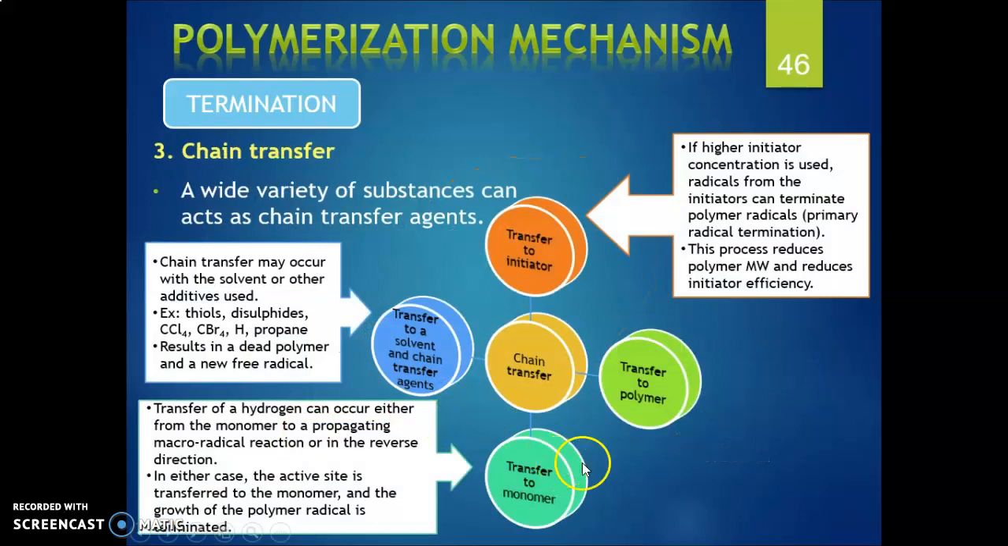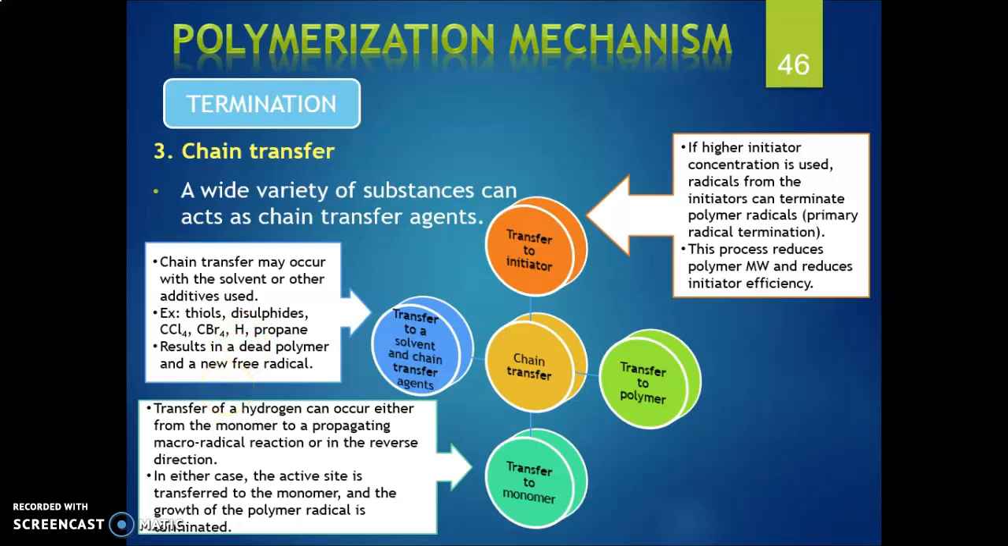Okay, this is the overall overview of chain transfer. For chain transfer to a solvent and chain transfer agent, chain transfer may occur with the solvent or other additive used. For example, for chain transfer to a solvent, we use thiodisulfide, CCl4, CBr4, hydrogen, propane. So the result is a dead polymer and a new free radical.